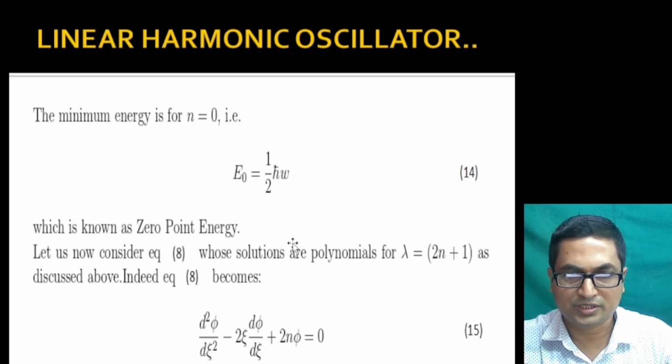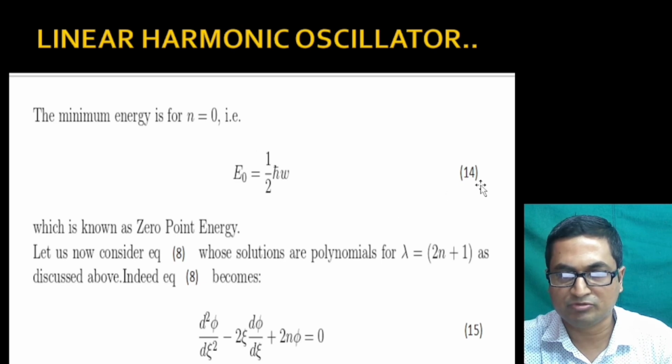Well, now let's also define one term. If you put n equal to 0, this energy is known as zero-point energy, as given by equation 14. This is a very important concept. It is possible only in quantum mechanics that a particle has energy in the ground state, known as zero-point energy.